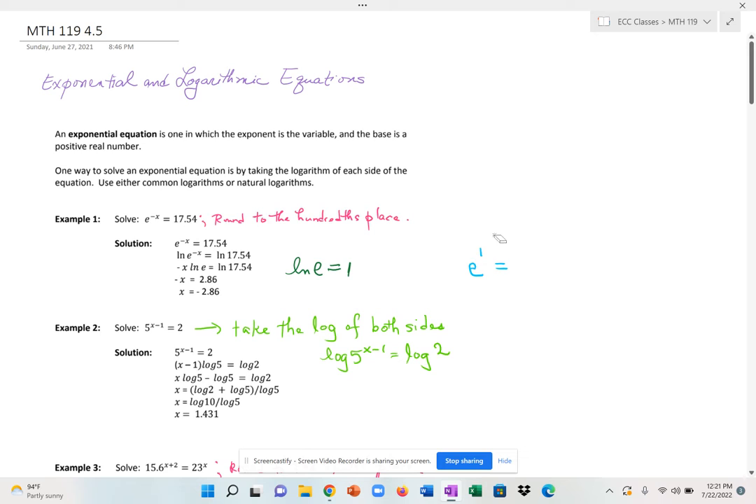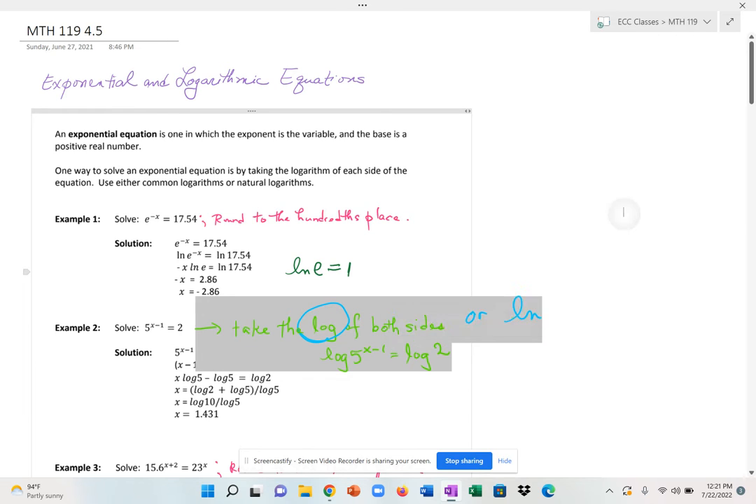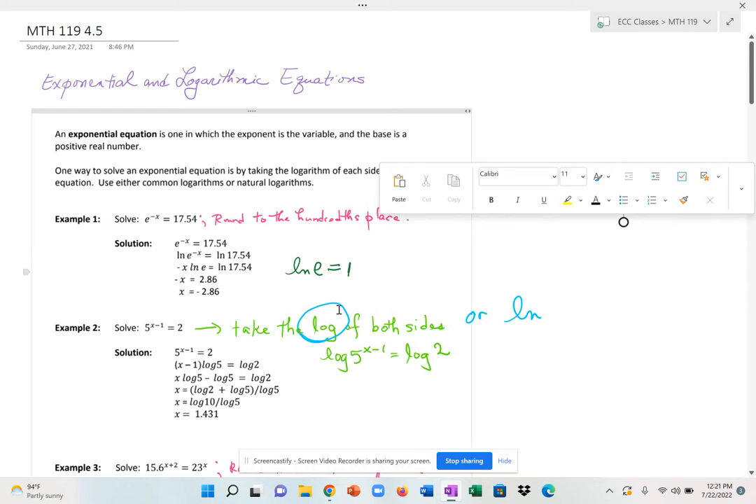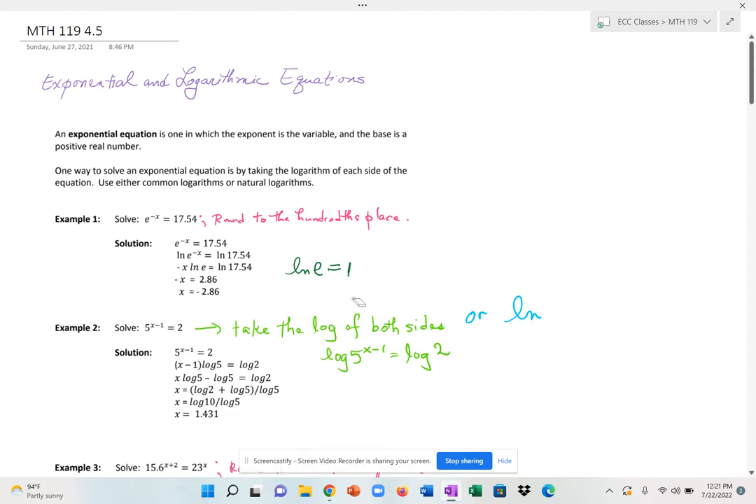For the next one, we're going to apply a similar technique, but I'm going to use a common log, in example 2. In this case, when I want to solve 5 to the x minus 1 equal to 2, you could take the common log of both sides, or you could take the natural log of both sides. Really wouldn't make a difference. You just want to use a logarithm that you have in your calculator, because you do need technology to solve this. So if you take the log of both sides, that's what it looks like.